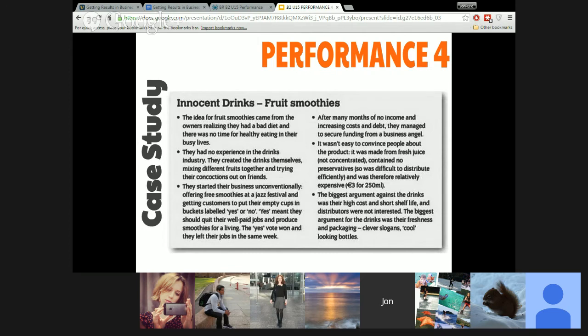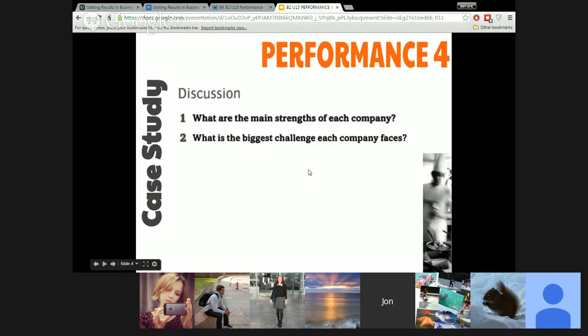Now, let's identify their strengths and weaknesses. What are the main strengths of each company? Okay, so we've got Maxi Muscle and Innocent Drinks. Okay, so Aika, let's start with you. Can you tell me a strength of one of the companies?